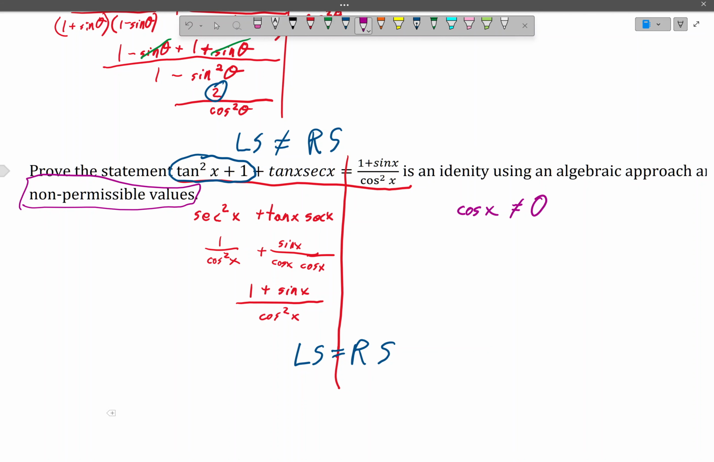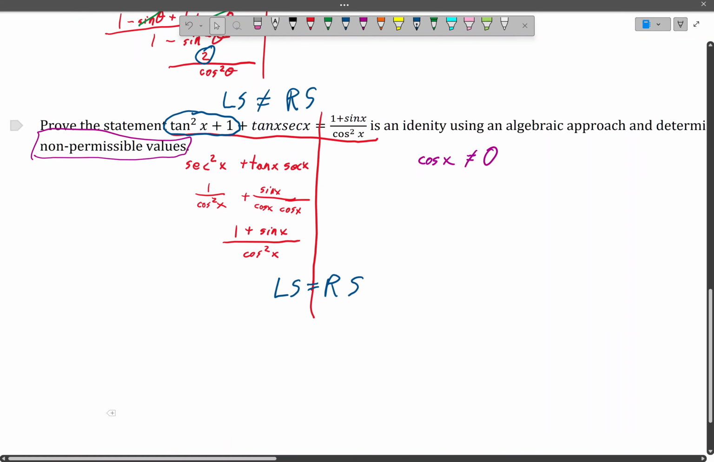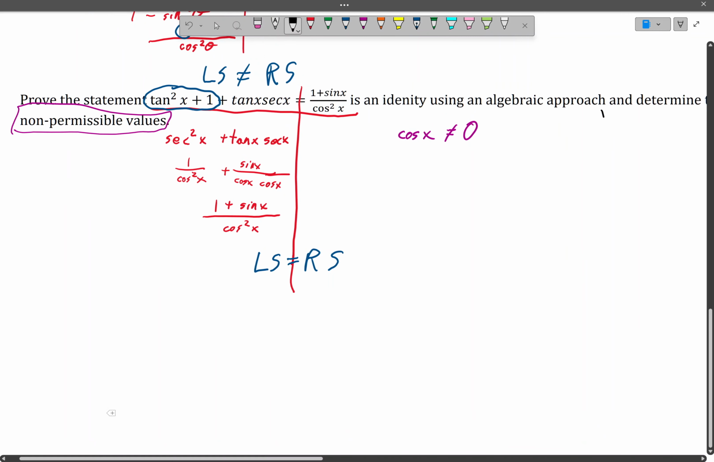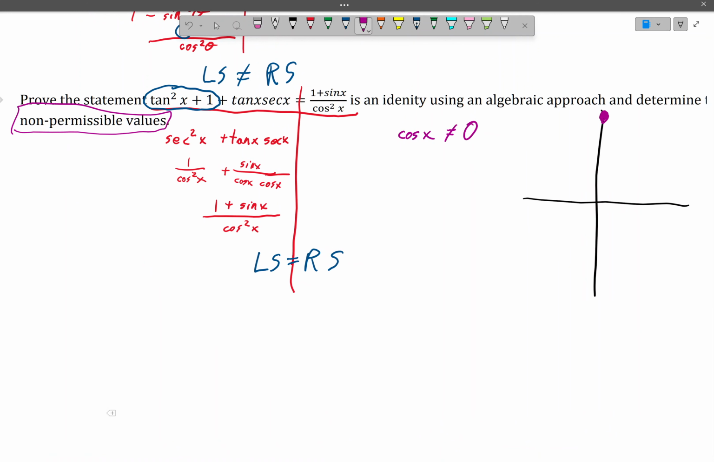But how do we want to write that? We want to think about it on the unit circle. So we did this in the previous video, but I'll show you again here. Where is cos 0? Well, cos is 0 up here and down here. That's at 90 degrees or pi over 2, and at 270 degrees or 3 pi over 2. So x cannot equal pi over 2 plus pi k, where k is an integer. And this is our restriction.